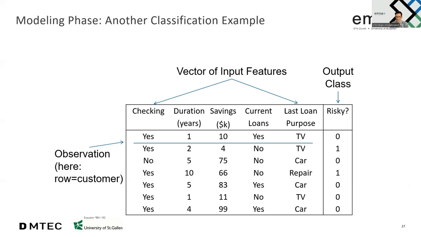And quick question to you guys, is it supervised or unsupervised learning? Exactly. It's supervised learning. Why? Because we have a well-defined outcome that we want to predict, whether the person is a risky potential bank client or not.